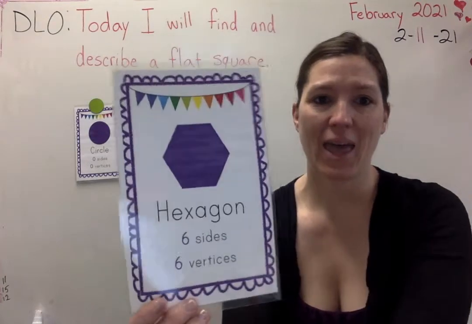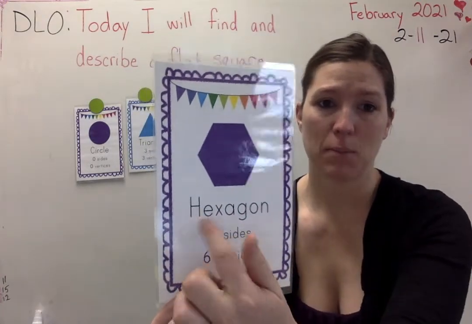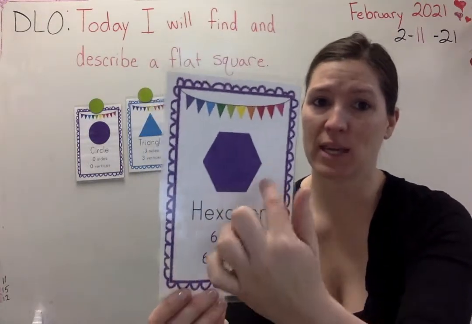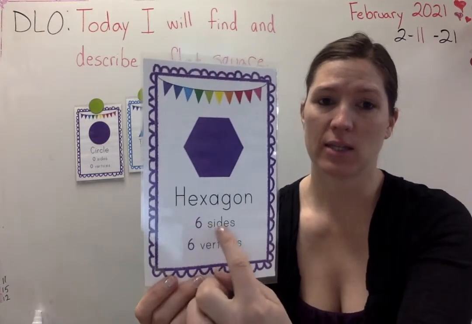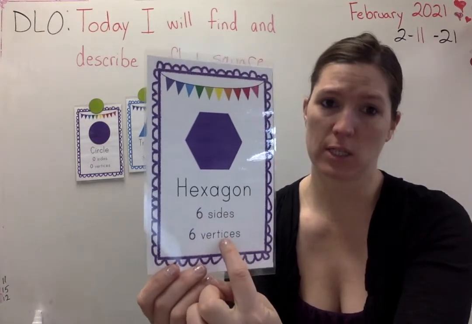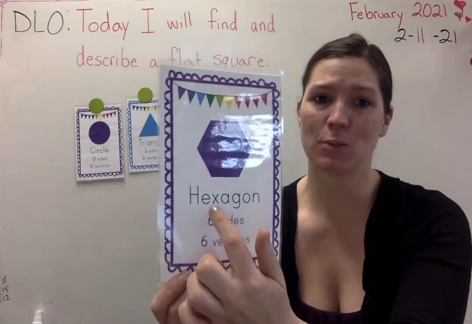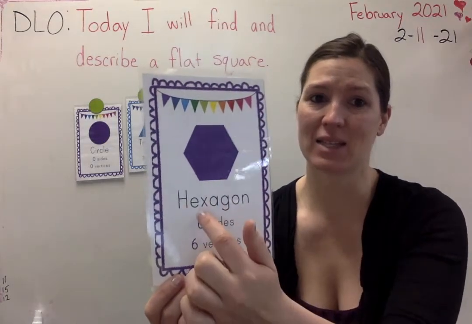Now we have a hexagon. Hex means 6. So hex means it has 6 sides. So it has 6 sides and 6 vertices. And I remember that hex means 6 because the word 6 has an X in it also.